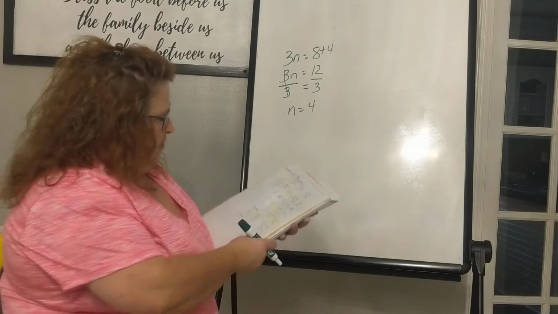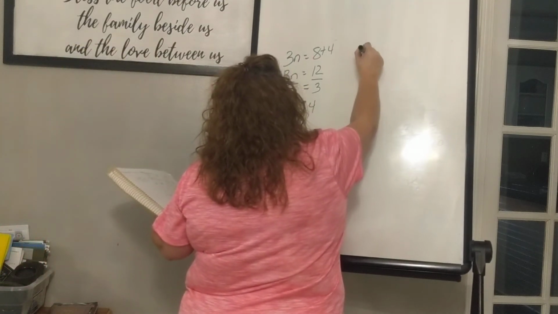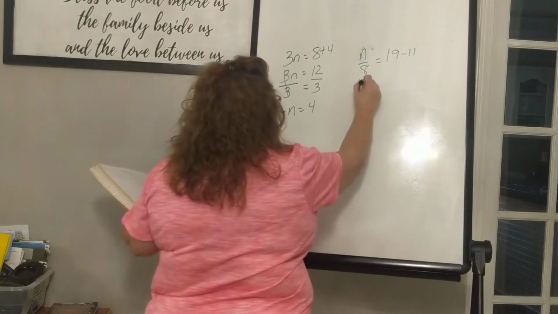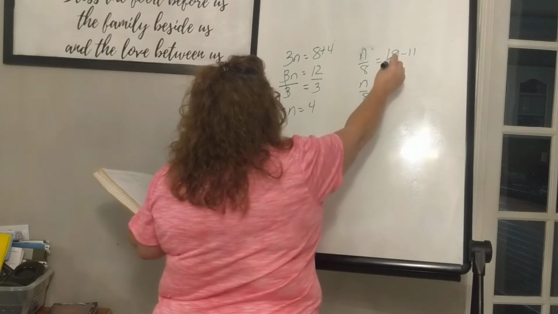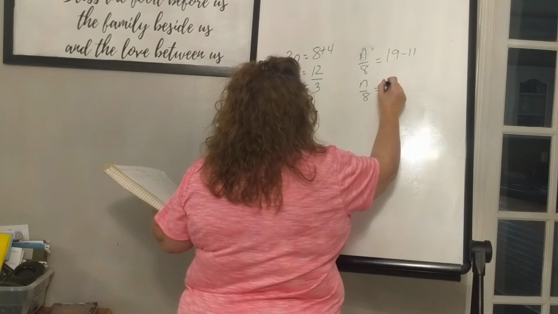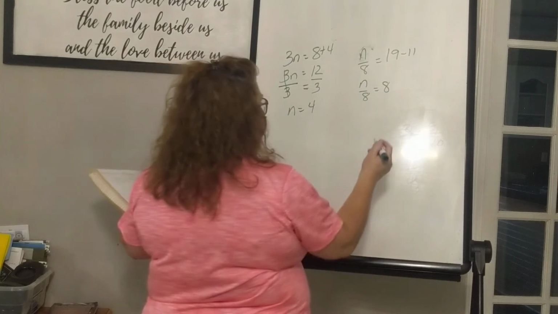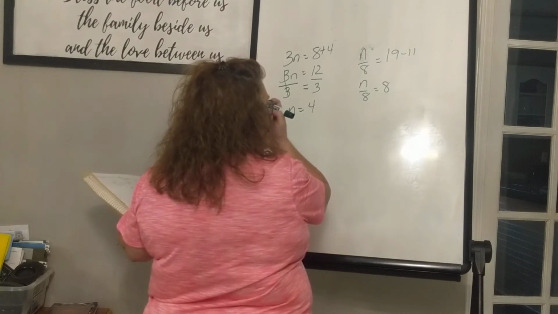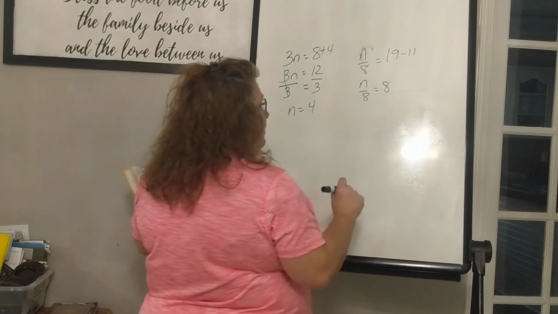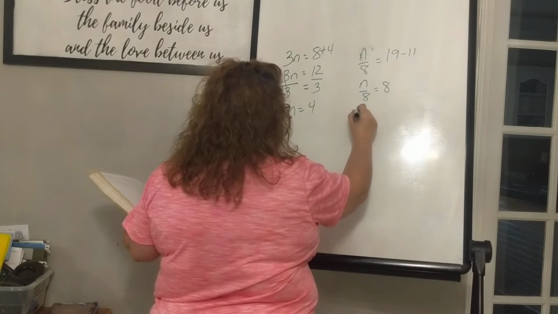Letter B, we have n over 8 equals 19 minus 11. Okay, so first we do what we can. N over 8 equals 19 minus 11. 9 minus 1 is 8, so it's just 8. So now n over 8 equals 8. They divided by 8. We're going to do the opposite and multiply by 8.